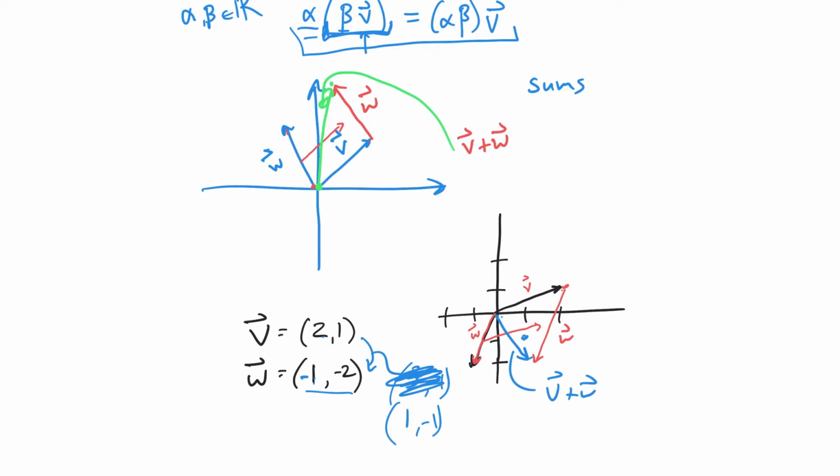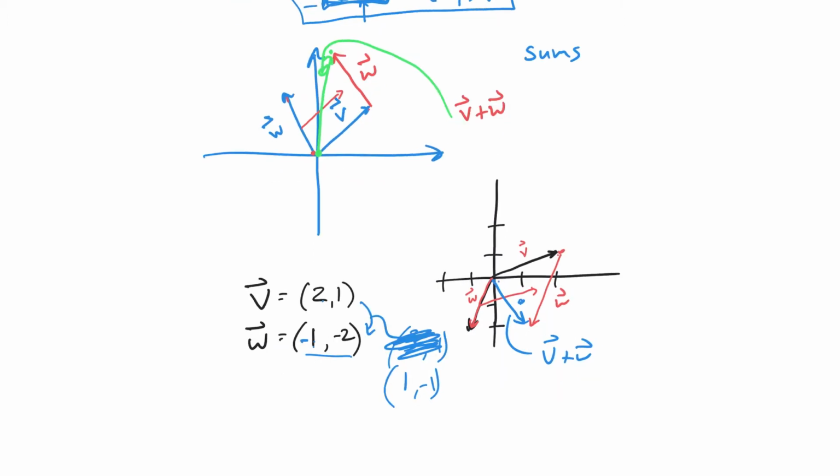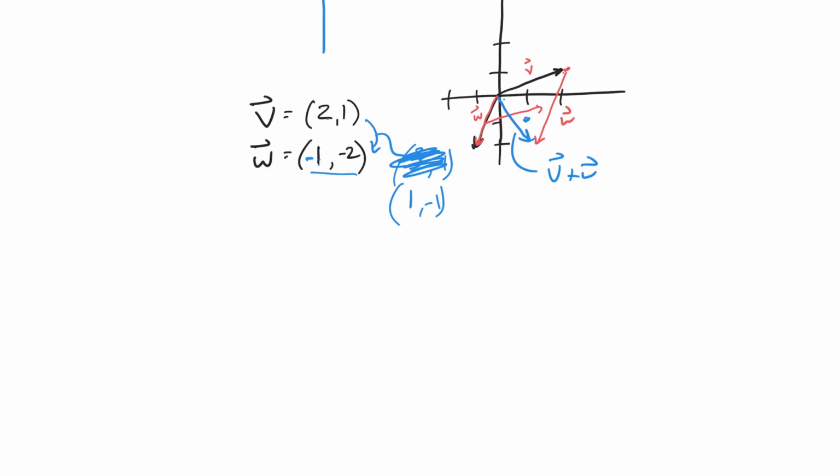Excellent. Now, the next thing on our list that we should really see geometrically is the scalar multiples. So if I take the vector v and hit it with some kind of scalar, what's the result?